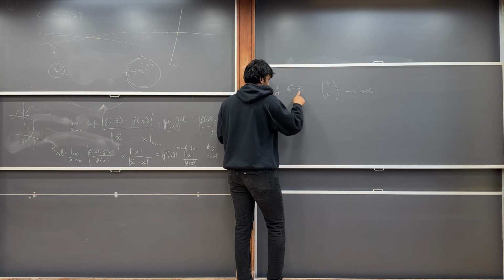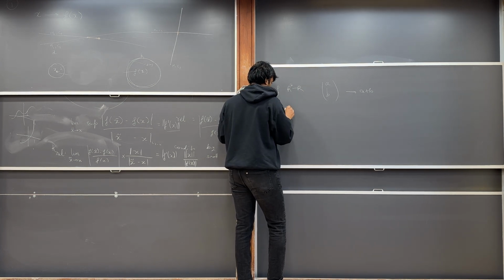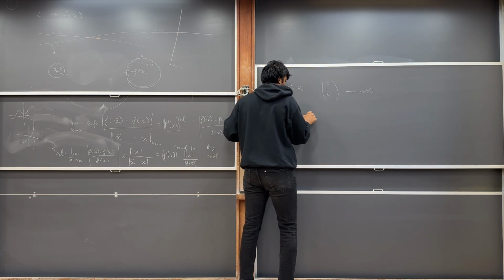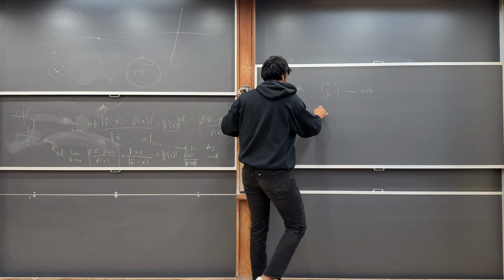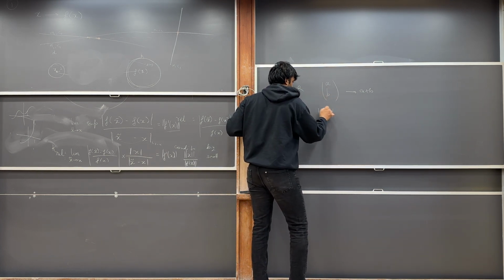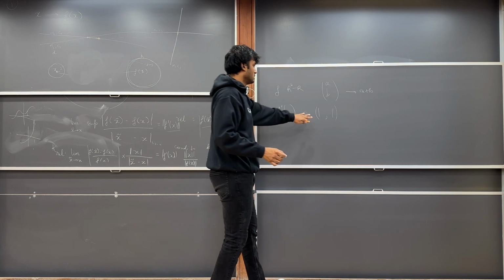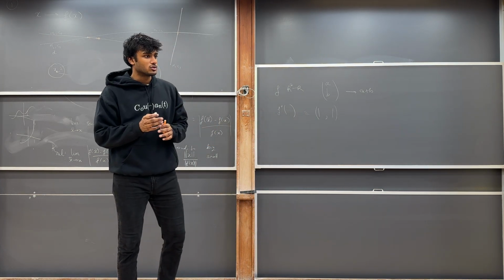My f prime will be, first differentiate with respect to A, it is 1, then differentiate with respect to B, it is 1. So this is my f prime basically. 1, 1, it's a 1 cross 2 vector.